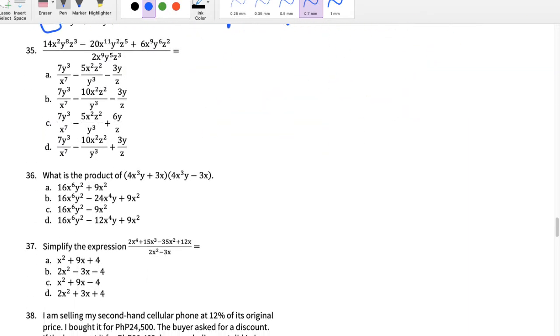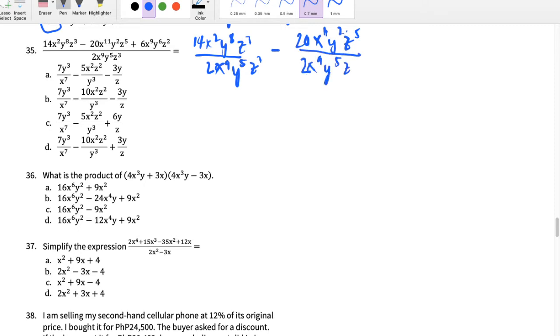Number 35. Okay, basta yan. I won't read it anymore. So this is going to be equal to, let's separate them, 14x squared y raised to 8 z cubed over 2x raised to 9 y raised to 5 z cubed, minus 20x raised to 11 y squared z raised to 5 over the same denominator, x raised to 9 y raised to 5 z cubed, plus 6x raised to 9 y raised to 6 z squared over 2x raised to 9 y raised to 5 z cubed.